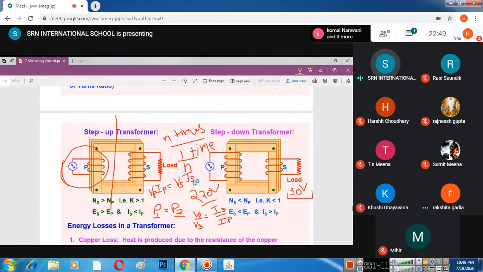So the transformer does not violate the law of conservation of energy. The current decreases by the same proportion as we have increased the potential. If potential is increased by n times, that means current has reduced by 1 by n times.